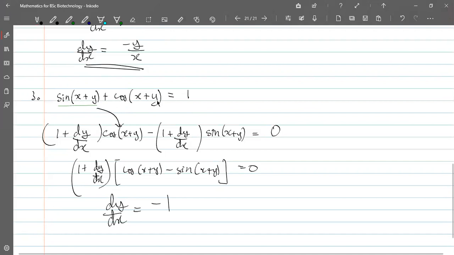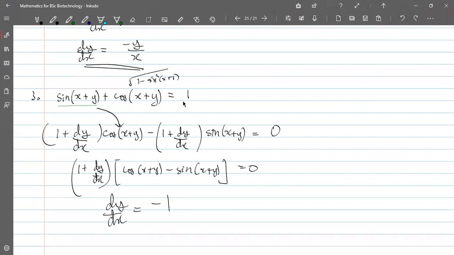You have sine of x plus y plus cos of x plus y equal to 1. So, oh, okay, I get it. The thing is that you can write cos of x plus y as square root of 1 minus sine square x plus y. And so you essentially have something like z plus square root of 1 minus z square equal to 1. Or 1 minus z square equal to 1 minus z the whole square. So this is equal to 1 minus 2z plus z square, which gives you a quadratic equation which you can solve.